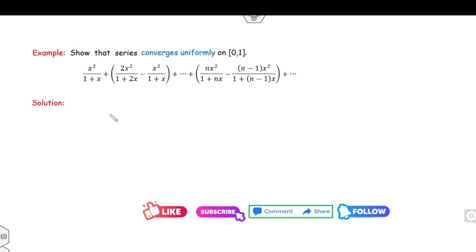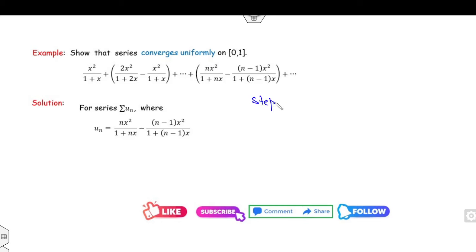Look at the second example. This is the expression of my u1, this is the second term, my u2, and this is my un. So I can write the general quantity as un. Clearly, there is no need to do partial fractions because it is already in that form.